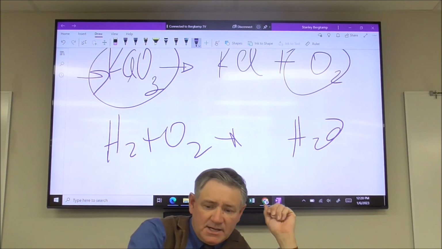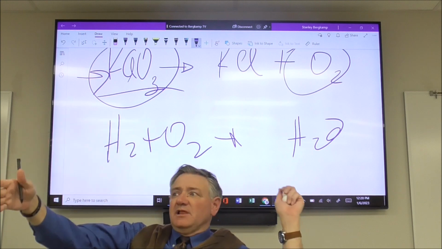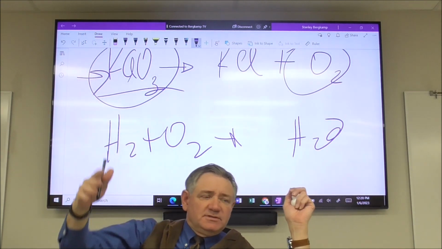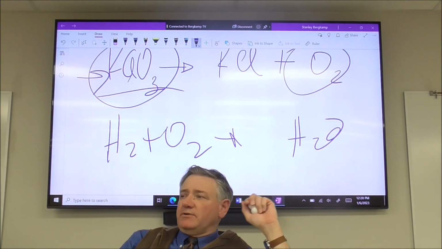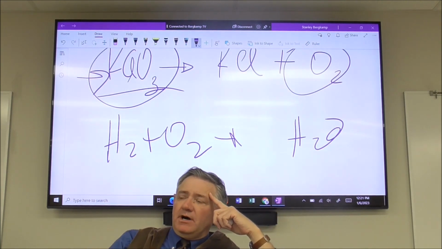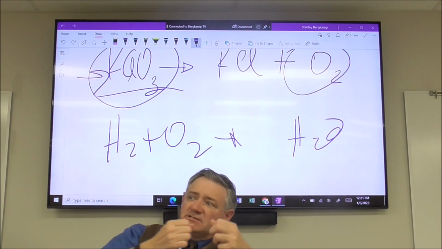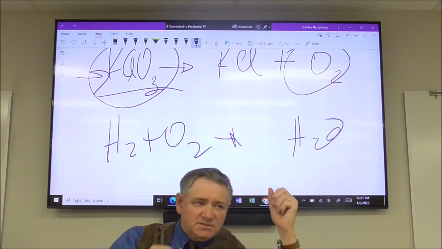So if you look at taking potassium chlorate, if I gave that to Leslie and I said, hey, I need you to do this decomposition reaction, right away she's going to go, okay, I got to break bonds. The only way I can break bonds is if I put energy into the system, because I have to pull apart these atoms that are stuck together.